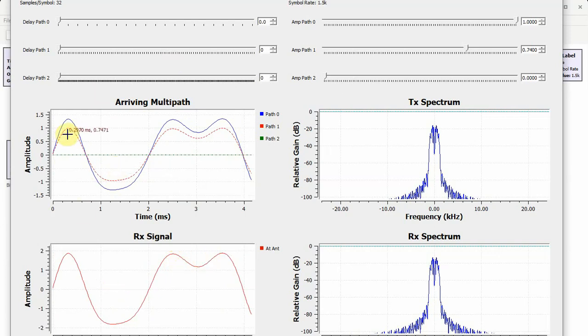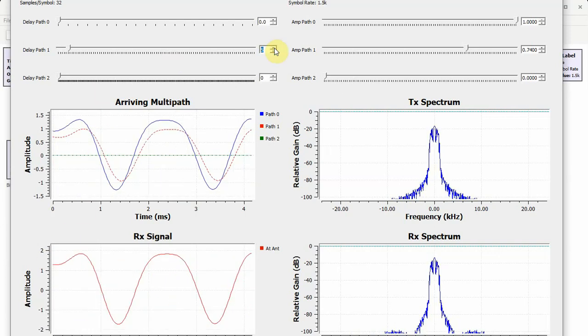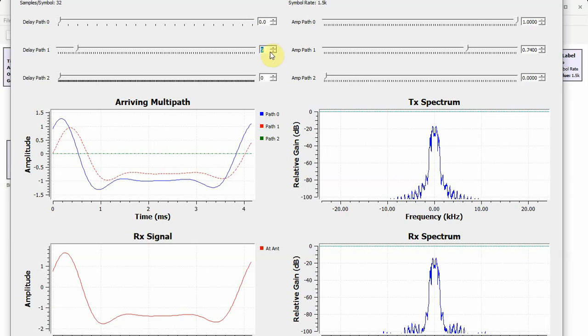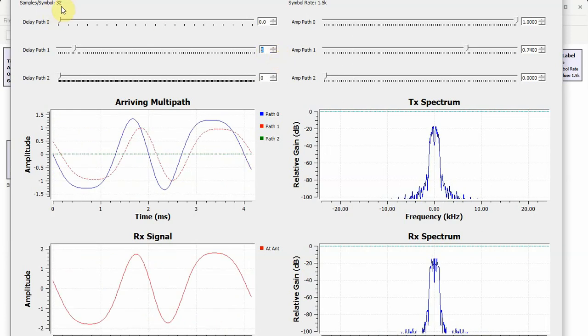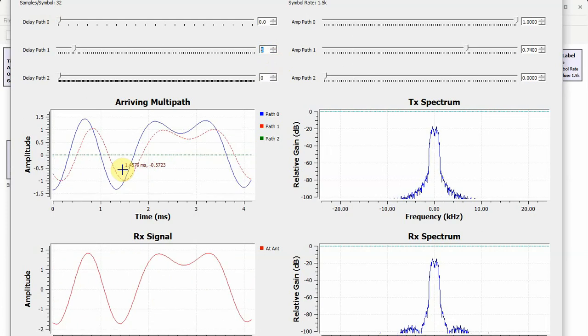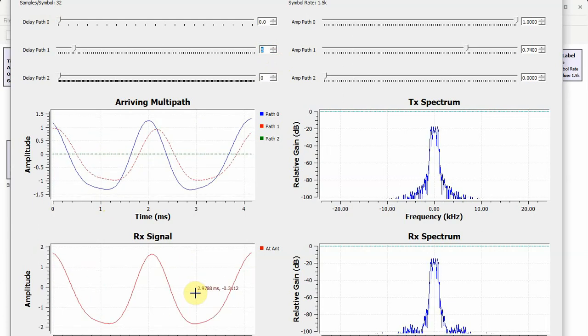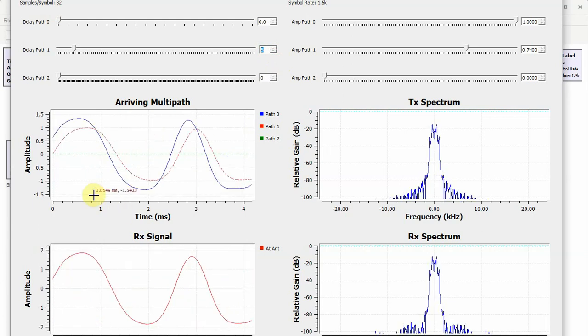Now the two paths are adding in phase, giving some delay to the first multipath, and you can see the path is coming from a slightly different delay. In our case, for example, if the delay is 8, the samples per symbol are 32, I can say that it is arriving after the delay of a quarter symbol period. You will observe here that the received signal at the antenna, where the signals are being added, is not much different than what was transmitted.